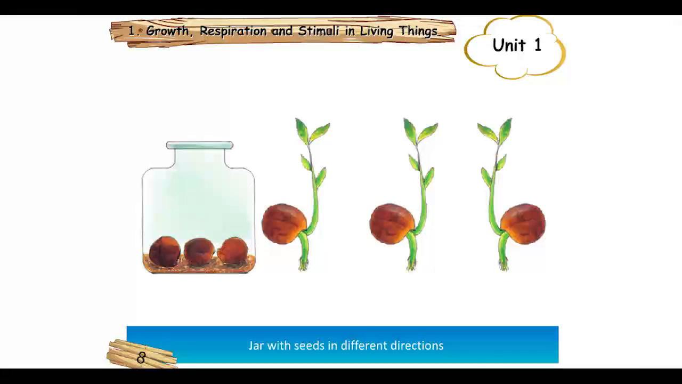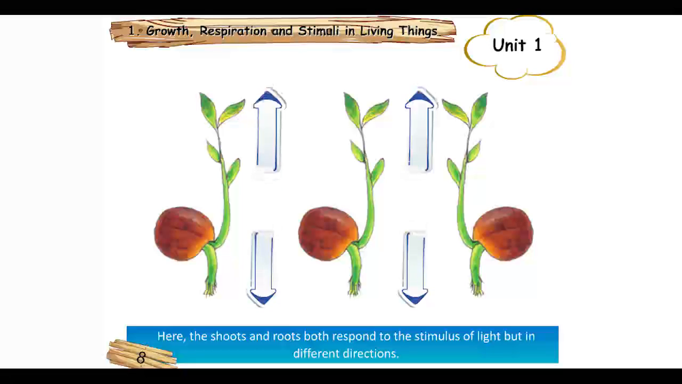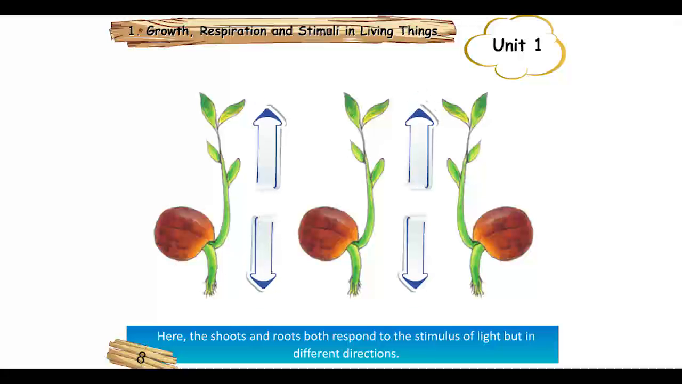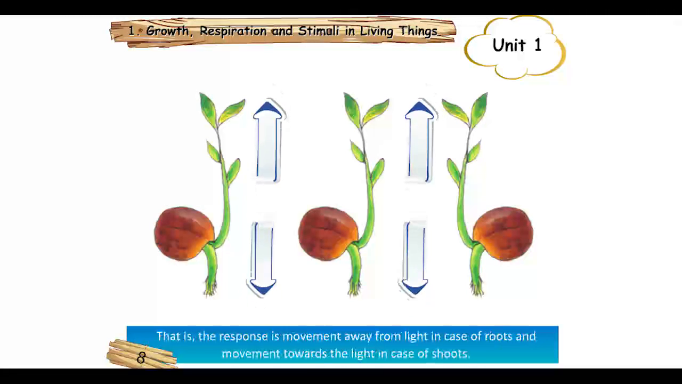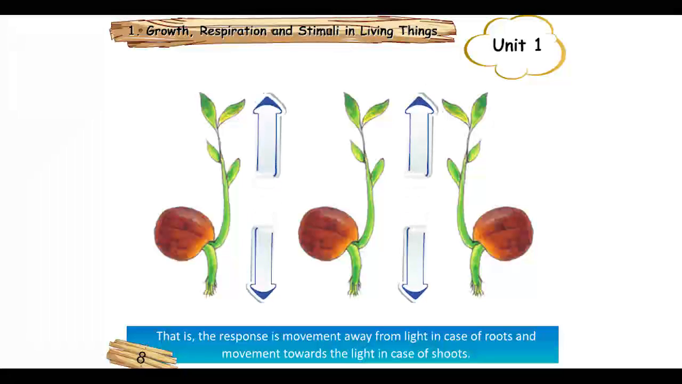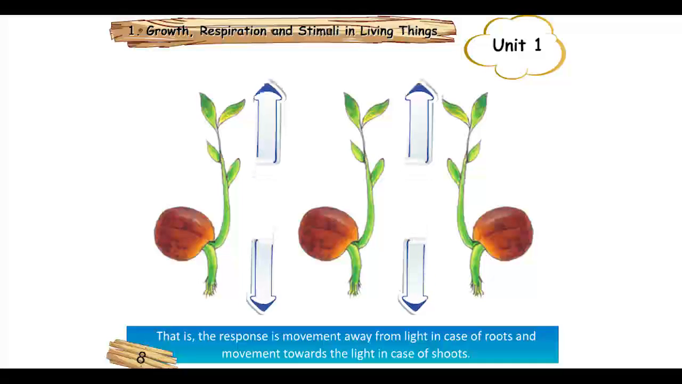jar. Jar with seeds in different directions. Seeds with shoots towards light and roots away from light. Here, the shoots and roots both respond to the stimulus of light, but in different directions. That is, the response is movement away from light in case of roots and movement towards the light in case of shoots.